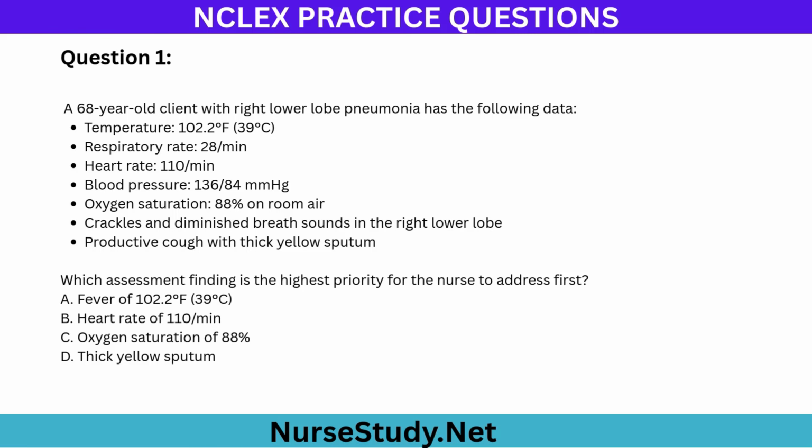Question 1. A 68-year-old client with right lower lobe pneumonia has the following data: temperature 102.2 degrees Fahrenheit, 39 degrees Celsius, respiratory rate 28 per minute, heart rate 110 per minute, blood pressure 136 over 84 millimeters of mercury, oxygen saturation 88% on room air. Crackles and diminished breath sounds in the right lower lobe. Productive cough with thick yellow sputum.